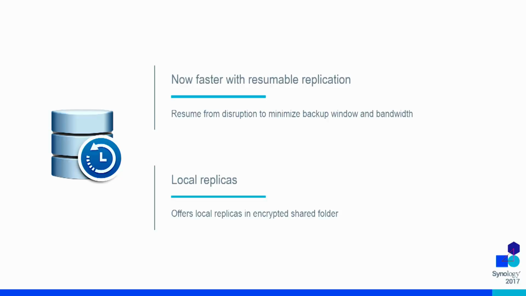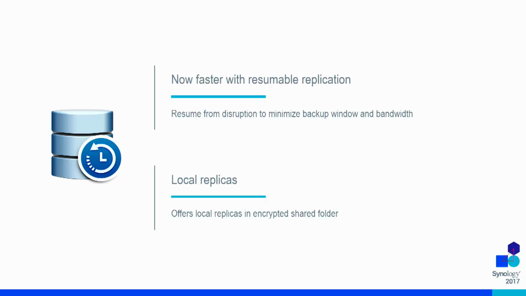So how have we improved this in the latest version of DSM? Now we have resumable replication. Let's say you have a network issue, something happens where the connection is interrupted and you can't continue to replicate. Well, now you can pause that replication task and then resume it at a later time.